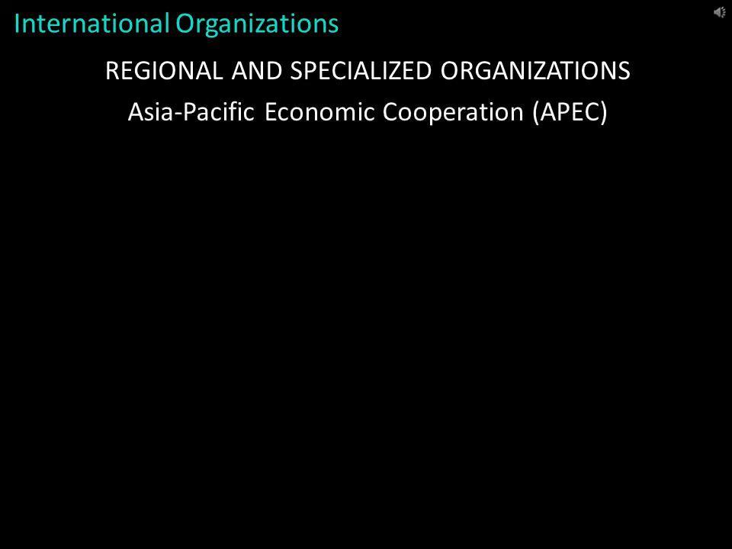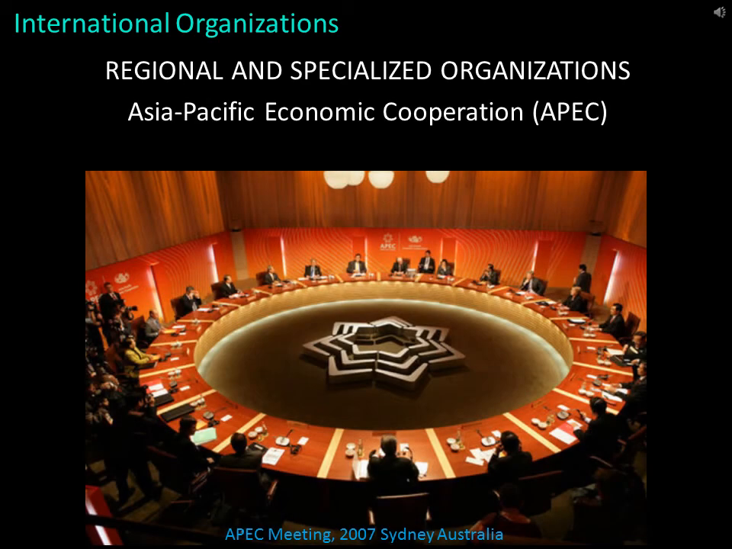Asia-Pacific Economic Cooperation, or APEC. The APEC Forum includes 21 member states from 4 different continents: Asia, North America, South America, and Australia. It arose out of the desire to improve trade among Pacific Rim nations in light of the fact that trading blocs were forming elsewhere in the world with NAFTA and the European Union. APEC is primarily focused on trade and economics, but has also recently turned its attention toward environmental and women's issues.